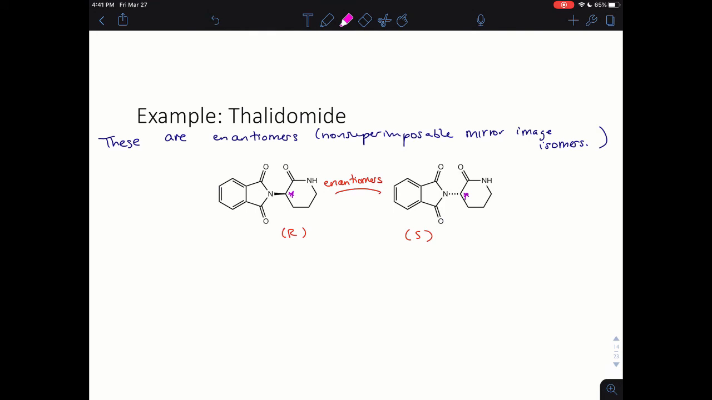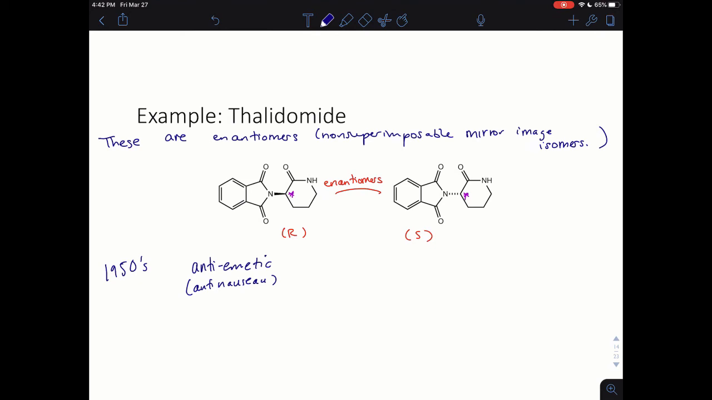Now, what's the big deal here? Well, it turns out that this is a drug. Its name is thalidomide, although it goes by a different name now. So it was called thalidomide in the 1950s, and this was a drug that was used to treat morning sickness. Because the R enantiomer is an antiemetic. That's a fancy name for it helps you with nausea. And so pregnant women, for example, they might feel nausea. And so this was given to pregnant women to help them with their nausea.